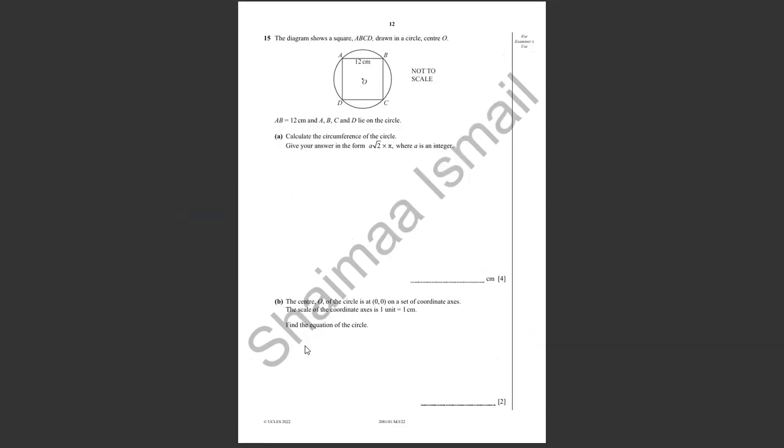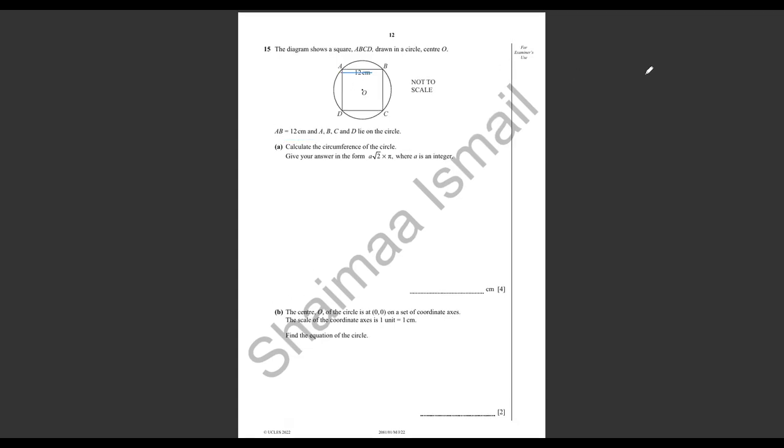Okay, number 15 here, the diagram shows a square ABCD drawn in a circle. For sure, he will ask about the equation of the circle in this question. AB is 12, so he gave you the length of the square. All of the sides are 12 because it's a square. So it's easy to get the radius.